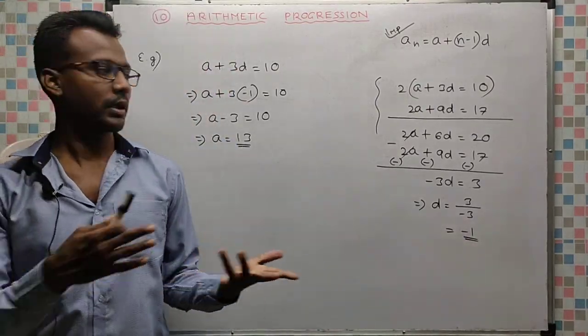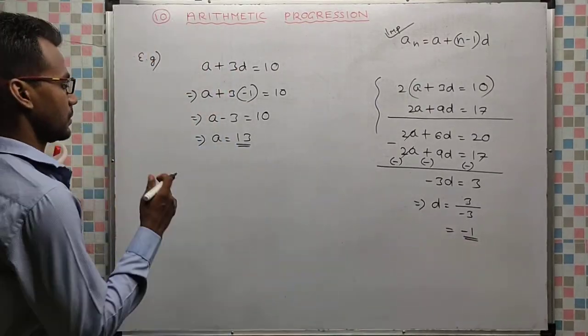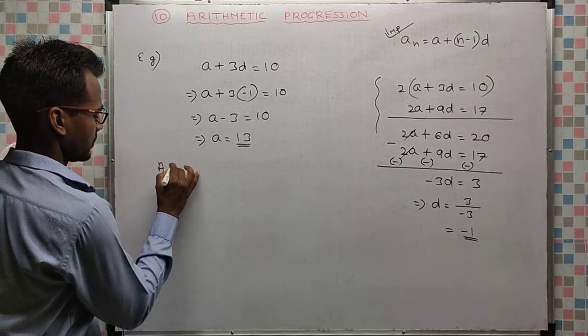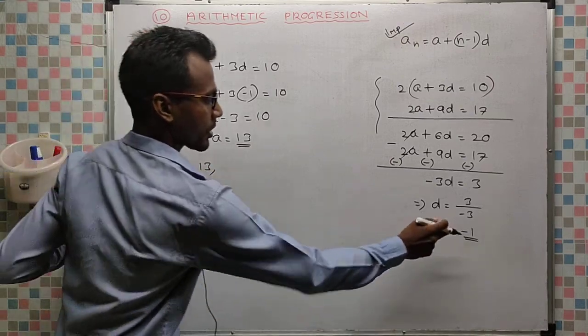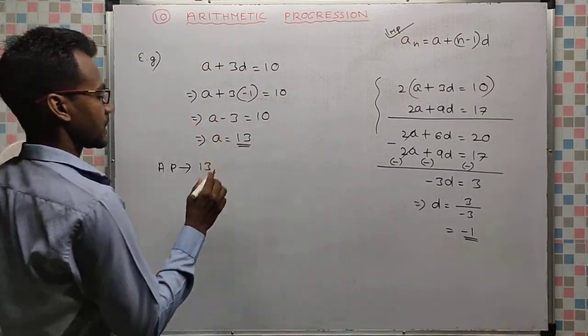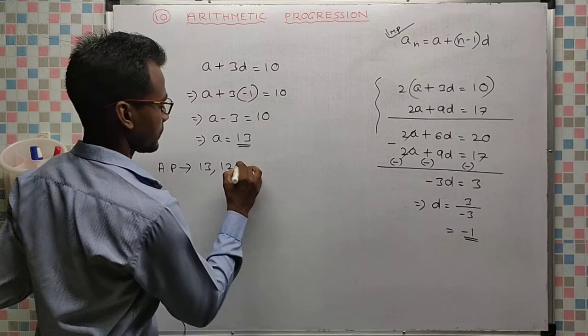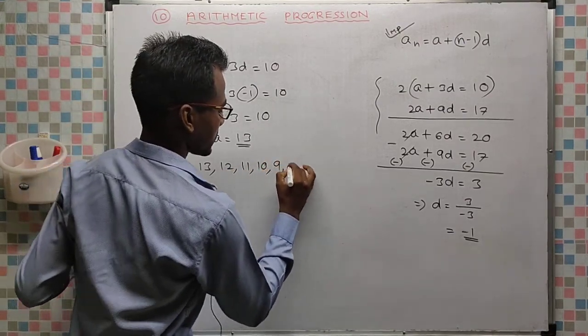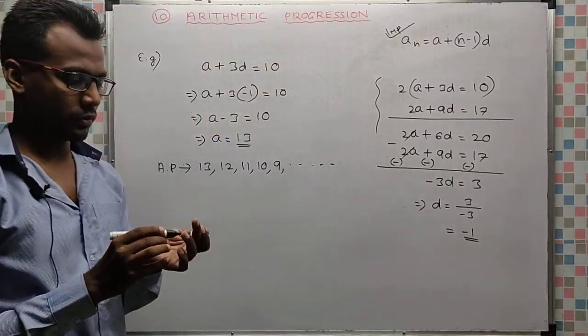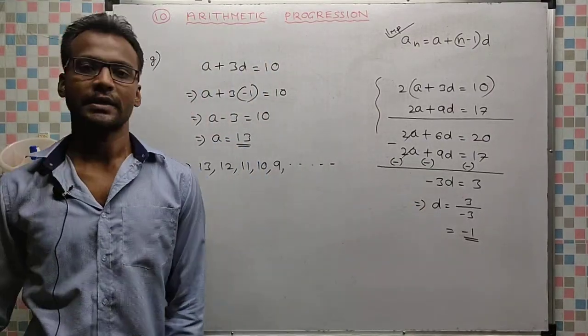If you want, we can get the AP also. What will be the AP? First write the first term 13. Common difference is minus 1. So 13 minus 1 is 12. 12 minus 1 is 11. 11 minus 1 is 10. 10 minus 1 is 9. In this way it will continue. So this is the solution of the given example.